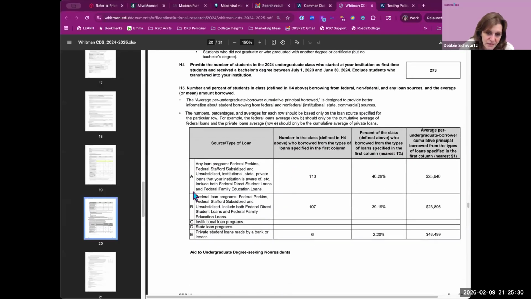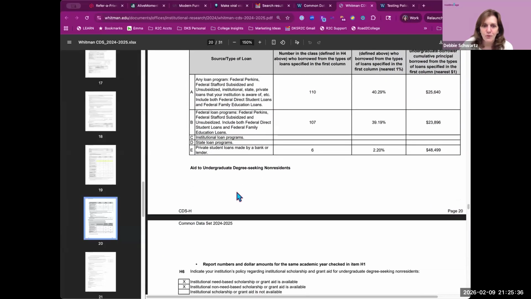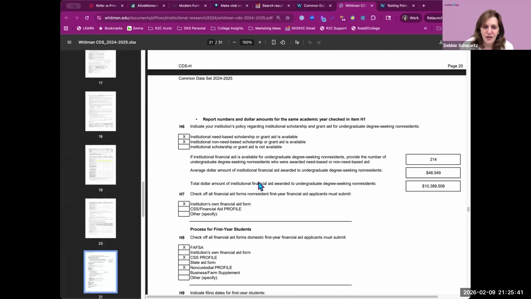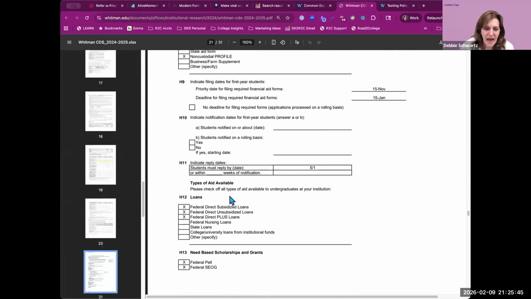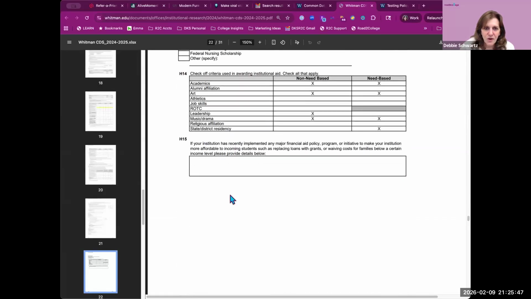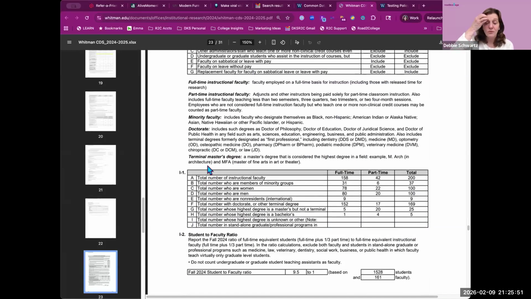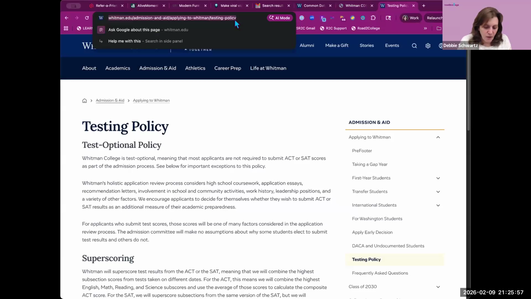Okay, and then if you're interested, there's information about the loans, what number of students actually are taking out federal loans, what's the average loan balance that students have. And that's all I'm going to show you today from the actual common data set. But let me also show you. So that's, I think, all interesting information.